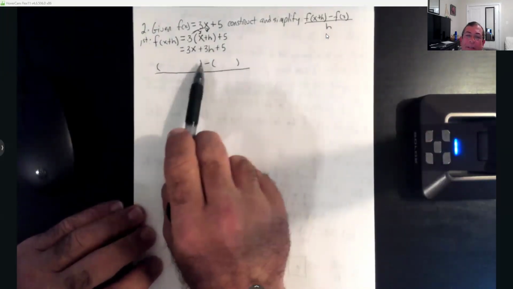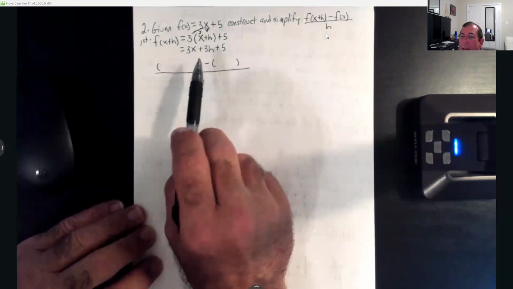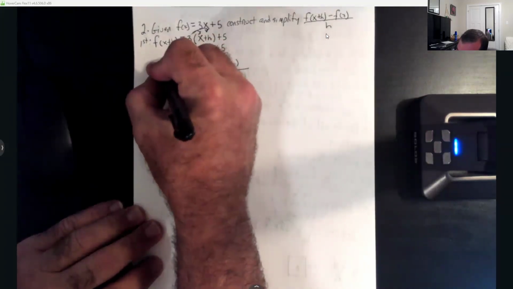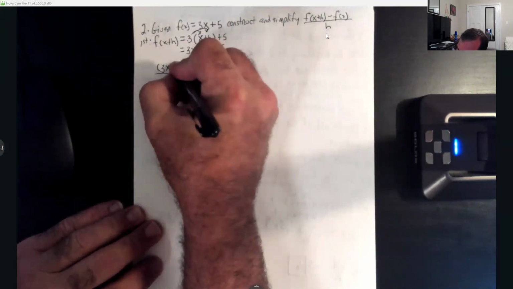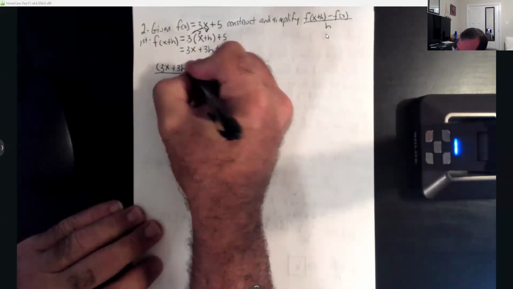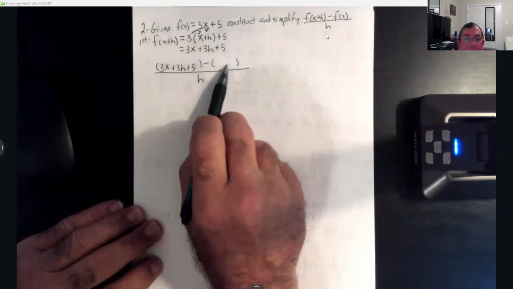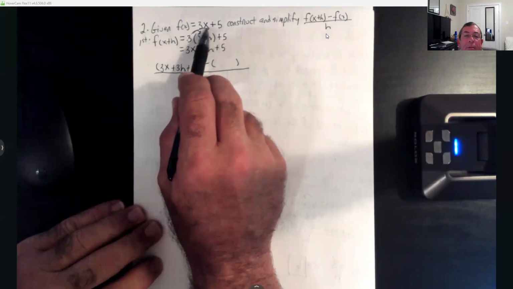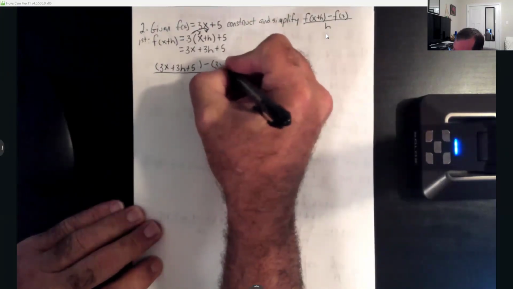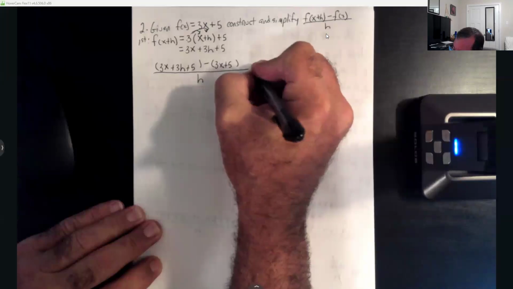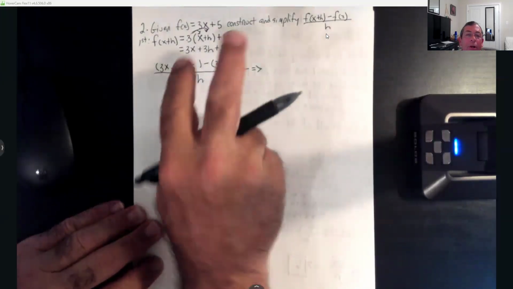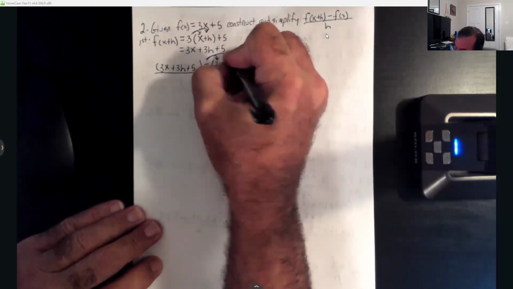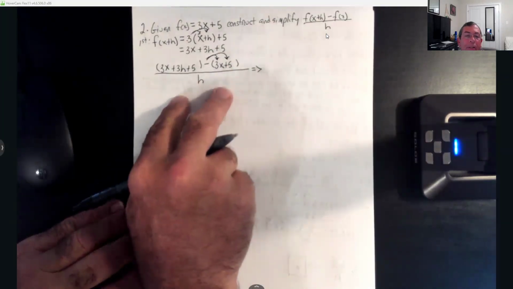And always start out with parentheses because you got to in order to distribute that minus, okay? So here's f of x plus h, 3x plus 3h plus 5. And then f of x, which we're putting in here, was 3x plus 5. All right, so I'm plugged into the formula. I'm now going to distribute the subtraction and drop all my parentheses.